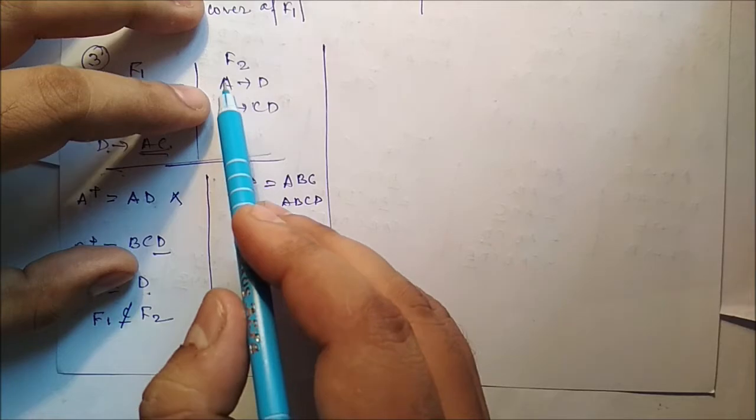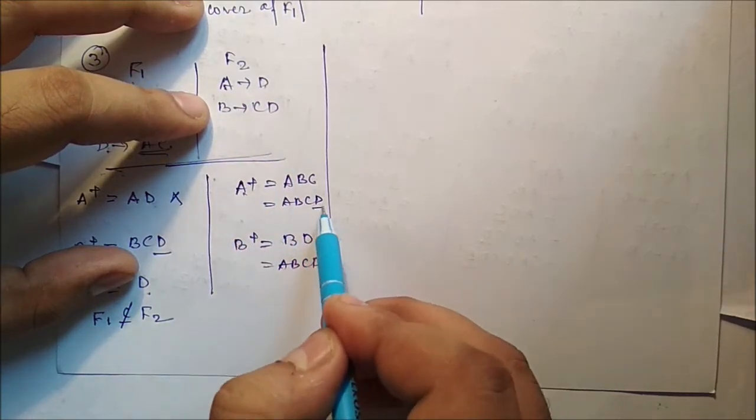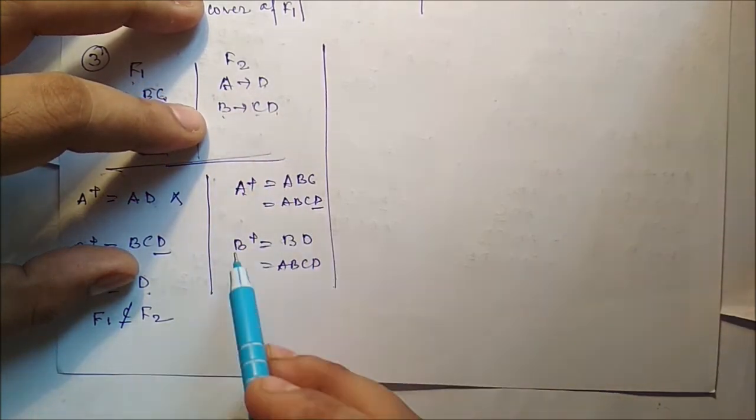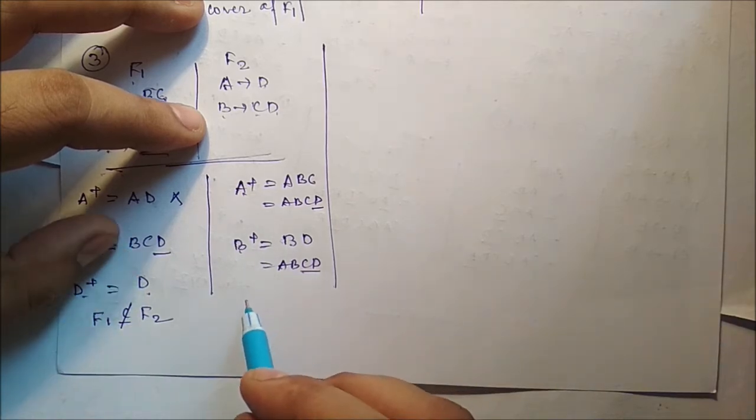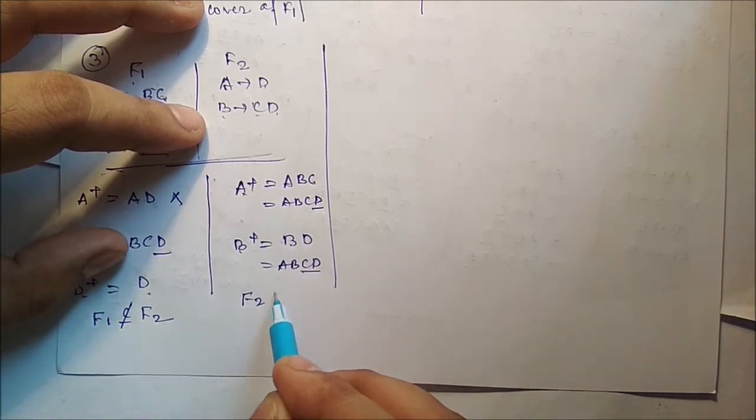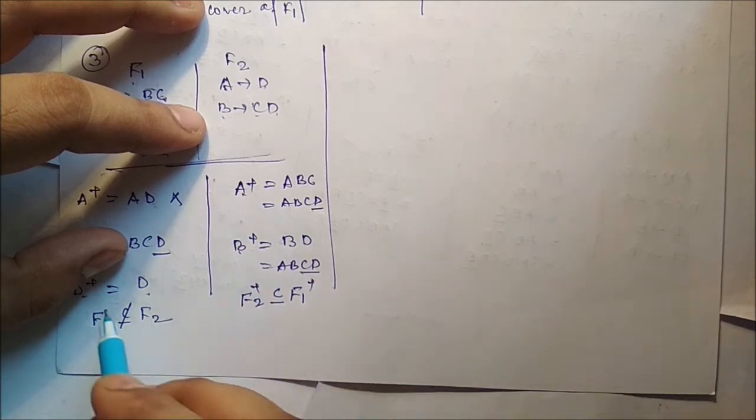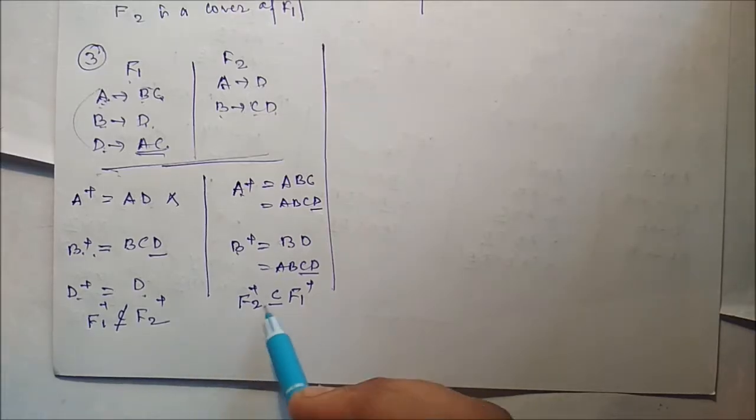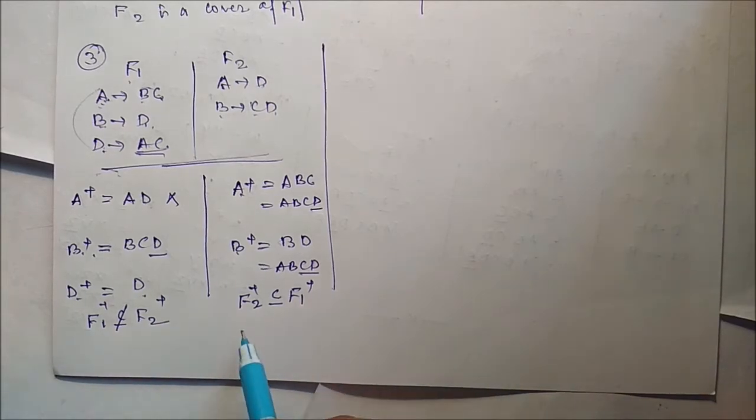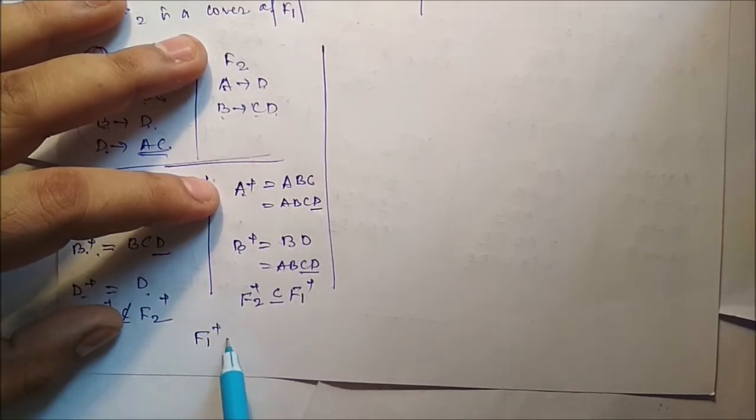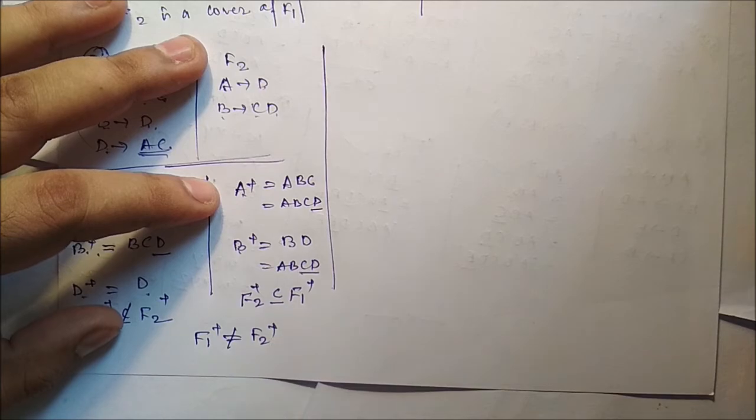Now we check: using A we can identify D, using B we can identify CD. That means we can say F1 is a cover of F2. So we can say F1 is the better, and they are not equivalent.